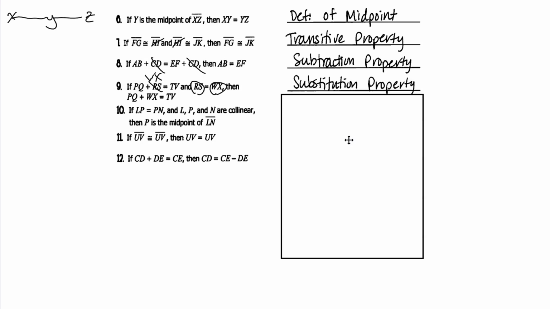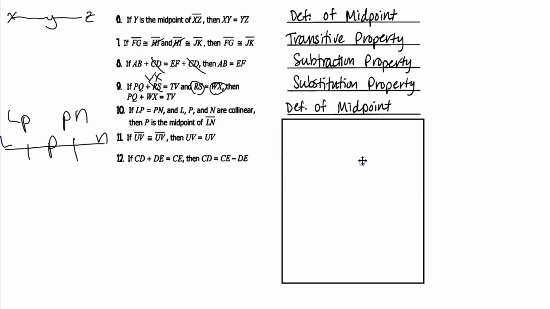If LP equals PN, and L, P, and N are collinear on the same line, then P is the midpoint of LN. So basically, it's saying that LP has to equal PN. So that means it has to be a line with an L and an N with P in the middle. That's the only way that would work. And if they're equal, that means P has to be the midpoint. So that is your definition of a midpoint.